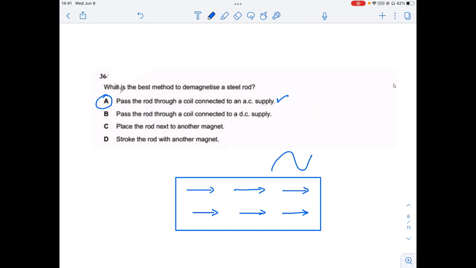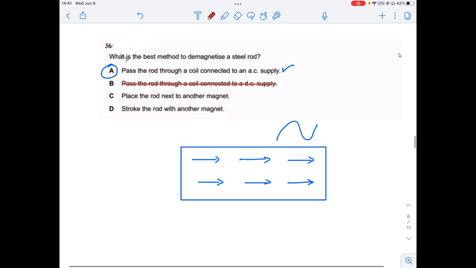Option B, pass the rod through a coil connected to a DC supply. A DC supply will always pass in one direction only. So therefore, it may not change. Option C, place the rod next to another magnet. We have to demagnetize it; we need not make it a strong magnet. Our main intention is to demagnetize it. So placing the rod near another magnet is also not suitable. Stroke the rod with another magnet: this enforces the arrangement to be much stronger.